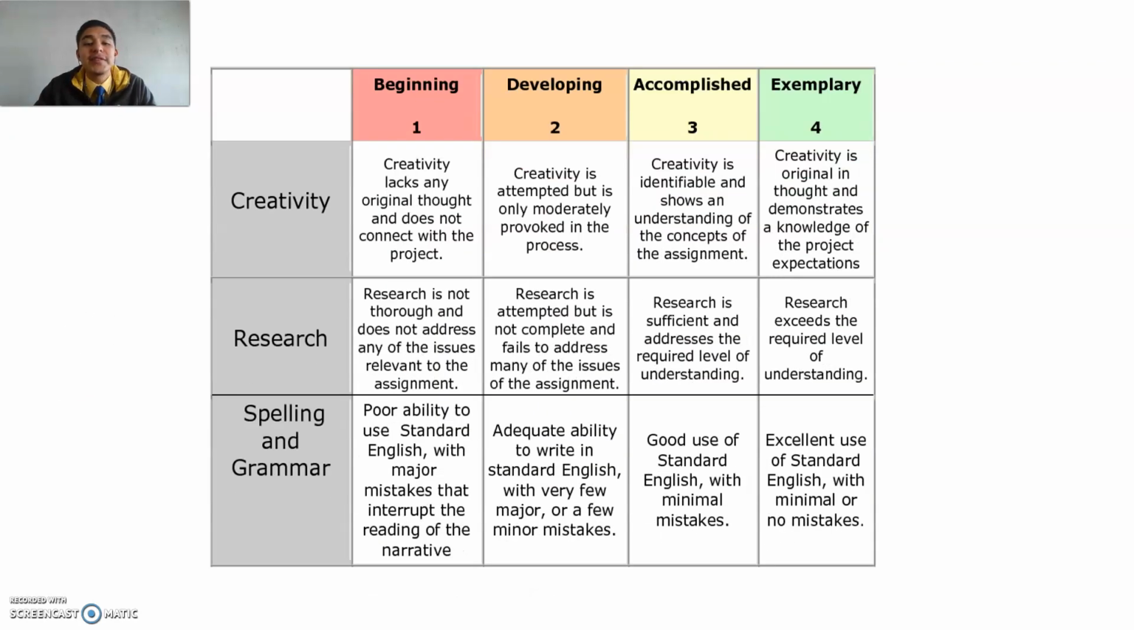All right, and just for you to take it into account, this is basically the rubric that I will use to check your mind maps. I'm going to check creativity, and of course, if you want to be exemplary, which is what you are aiming for, you need to follow in this aspect, which will be creativity is original in thought and demonstrates a knowledge of the project expectations. All right, I'm going to check research or the information of the topic. Research exceeds the required elements of understanding. And then we have spelling and grammar. Excellent use of standard English with minimal or no mistakes.